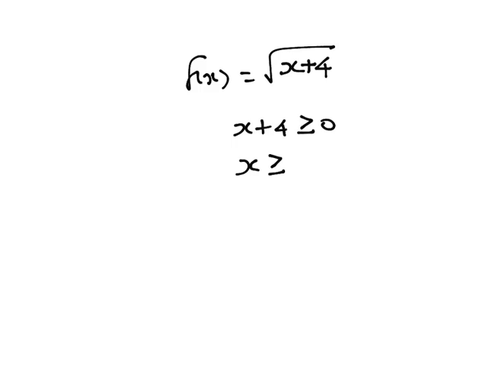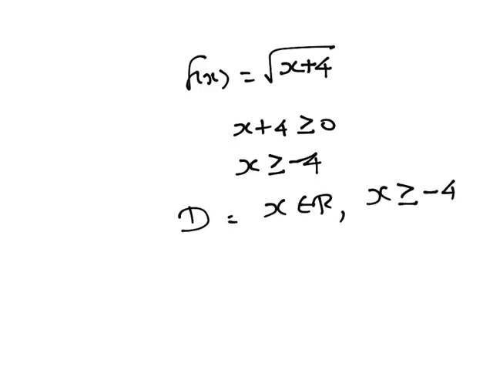Let's say f of x equal to root of x plus 4, for example. Again, x plus 4 has to be greater than or equal to 0, isn't it? To get a real number. So therefore x has to be greater than or equal to minus 4. So therefore the domain is all real numbers, x belongs to R, and x has to be greater than or equal to minus 4. That means you cannot find an image of any real number less than minus 4.